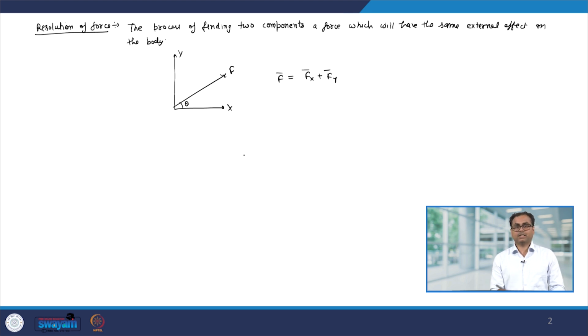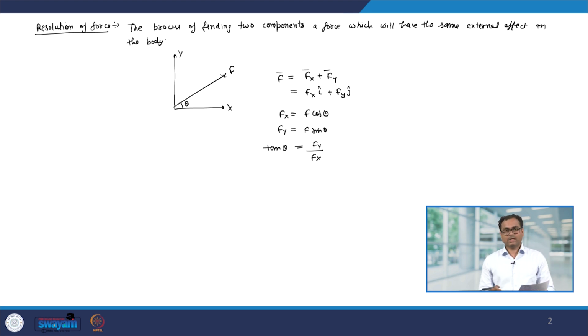If i and j are the unit vectors along x and y, then it can be written as Fx i plus Fy j, and the value of Fx is nothing but F cos theta, the projection of F along the x direction, and Fy is F sin theta. And there is a relation between theta, Fy and Fx. So, tan theta will be Fy divided by Fx.